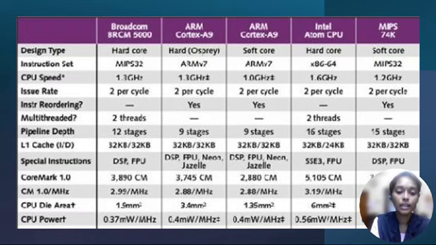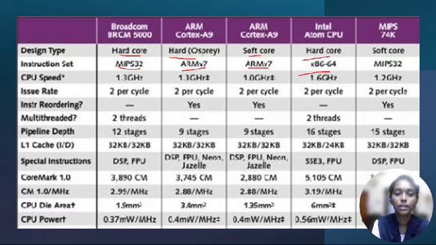Here, the design type of the Broadcom BRCM 5000 is hardcore. In ARM Cortex, it is hard and Osprey. In ARM Cortex A9, it is softcore. In Intel Atom, it is hardcore, and in MIPS, it is soft. For the instruction set of these versions: Broadcom MIPS 32, ARM Cortex ARMv7, ARM Cortex A9 ARMv7, Intel Atom x86 64 bits, and MIPS MIPS32. Commonly, Broadcom BRCM 5000 and MIPS 74K are more equal.